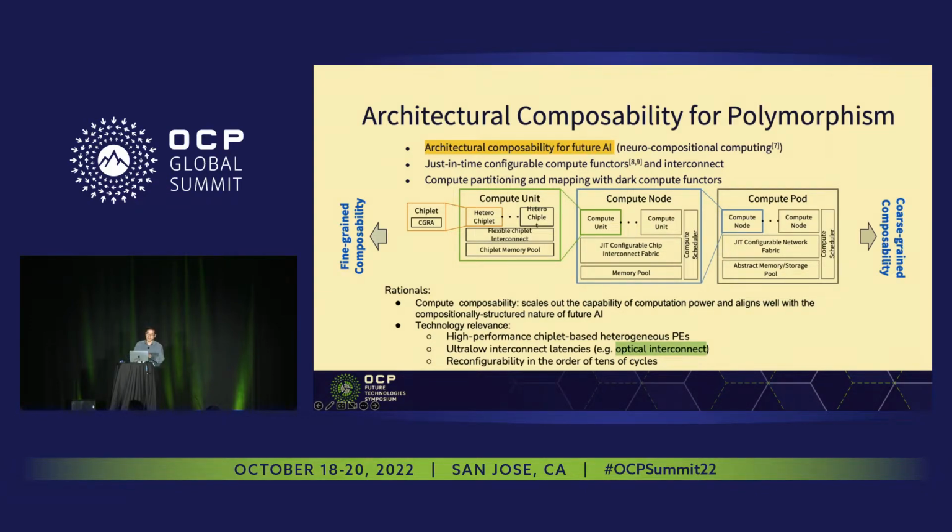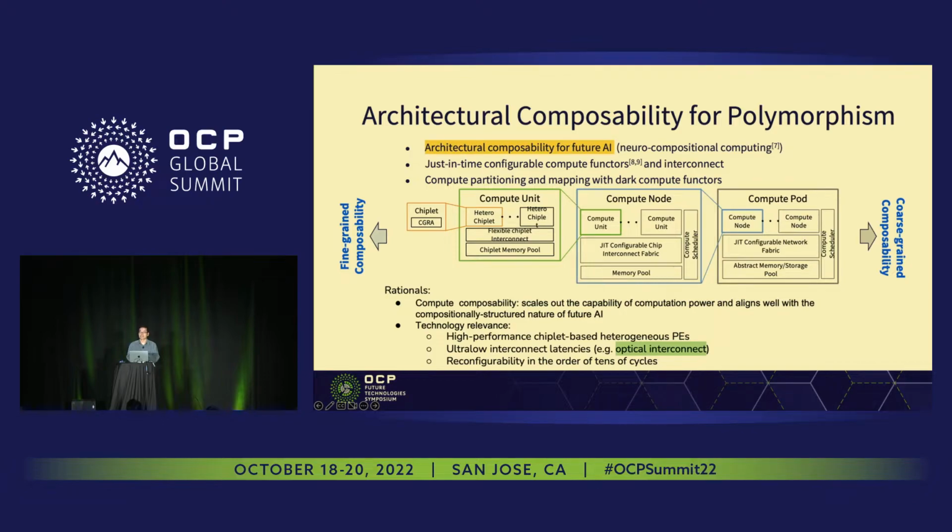And the critical feature for this co-design is the architectural composability for future AI. This is based upon some of the ongoing research like composability and neurocompositional computing. I do have a reference for this, but because of time, I'm not going to show that. But in case people are interested, we can talk offline.